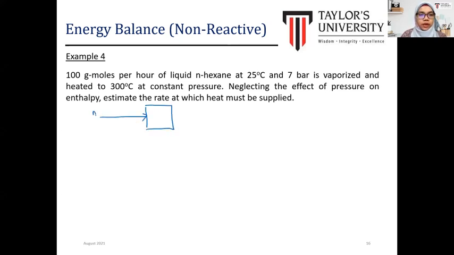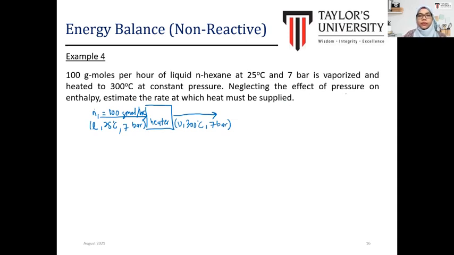So we have N1 is 100 gram mole per hour in liquid, at 25 degrees Celsius and 7 bar, which is vaporized. So the system is a heater. The second state is vaporized, that means it turns to vapor at 300 degrees Celsius and constant pressure, so we have 7 bar.